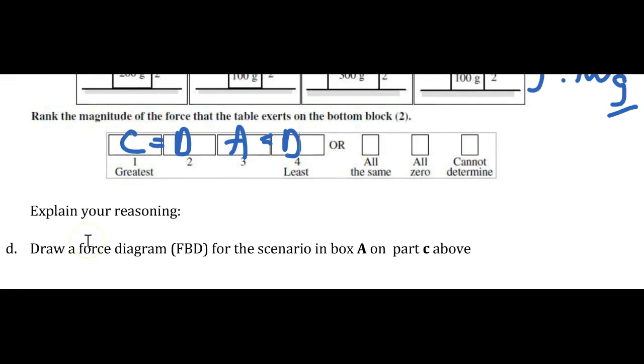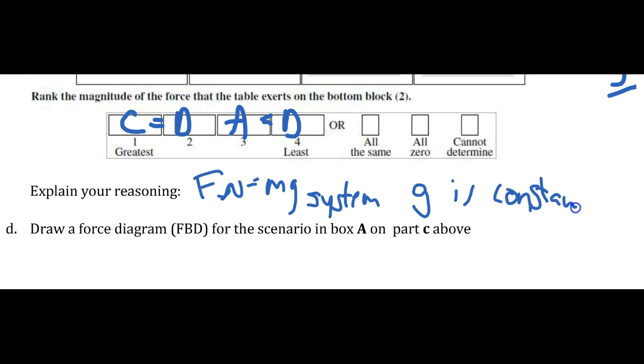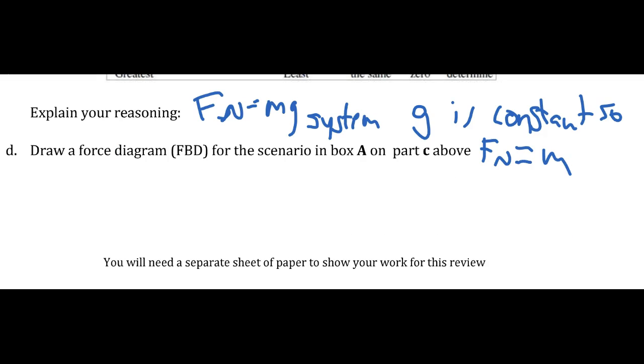Again, the most important part is, can we explain it? To explain this one, I could say Fn equals mg of the system. Again, g is constant, so Fn is essentially proportional to the mass. And that's my ranking, based off of how the mass compares. Now, we're not going to do section D because we already saw we've done all the free body diagrams for these different ones in our pictures above, so we don't need to do that again.